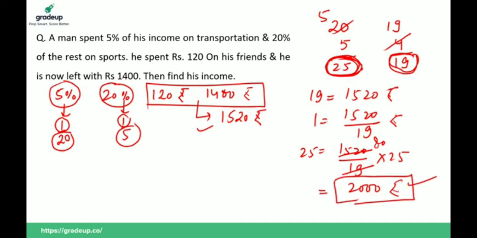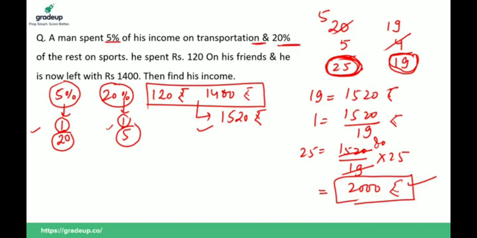I think this is clear to all of you. Yes or no? Yes guys, in this question, we have been given that a man spent 5% of his income on transportation, and 20% of the rest income on sport.